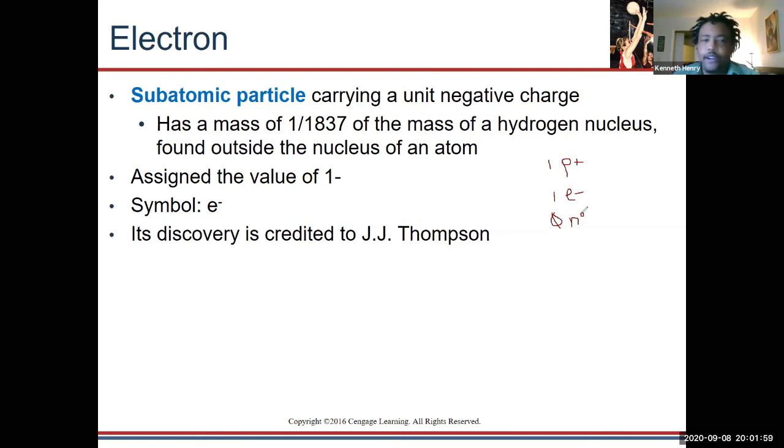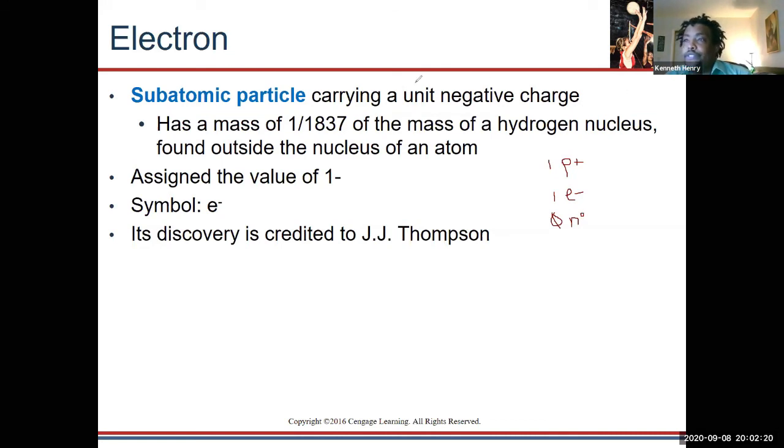That's the take-home message. I know it took me a long time to get there, but take-home message, the electron doesn't affect the weight. The only thing that's going to be affecting the weight are your protons and your neutrons. Okay, so your atomic mass is composed of your protons and your neutrons. Okay, and I'll show you that here in a second.